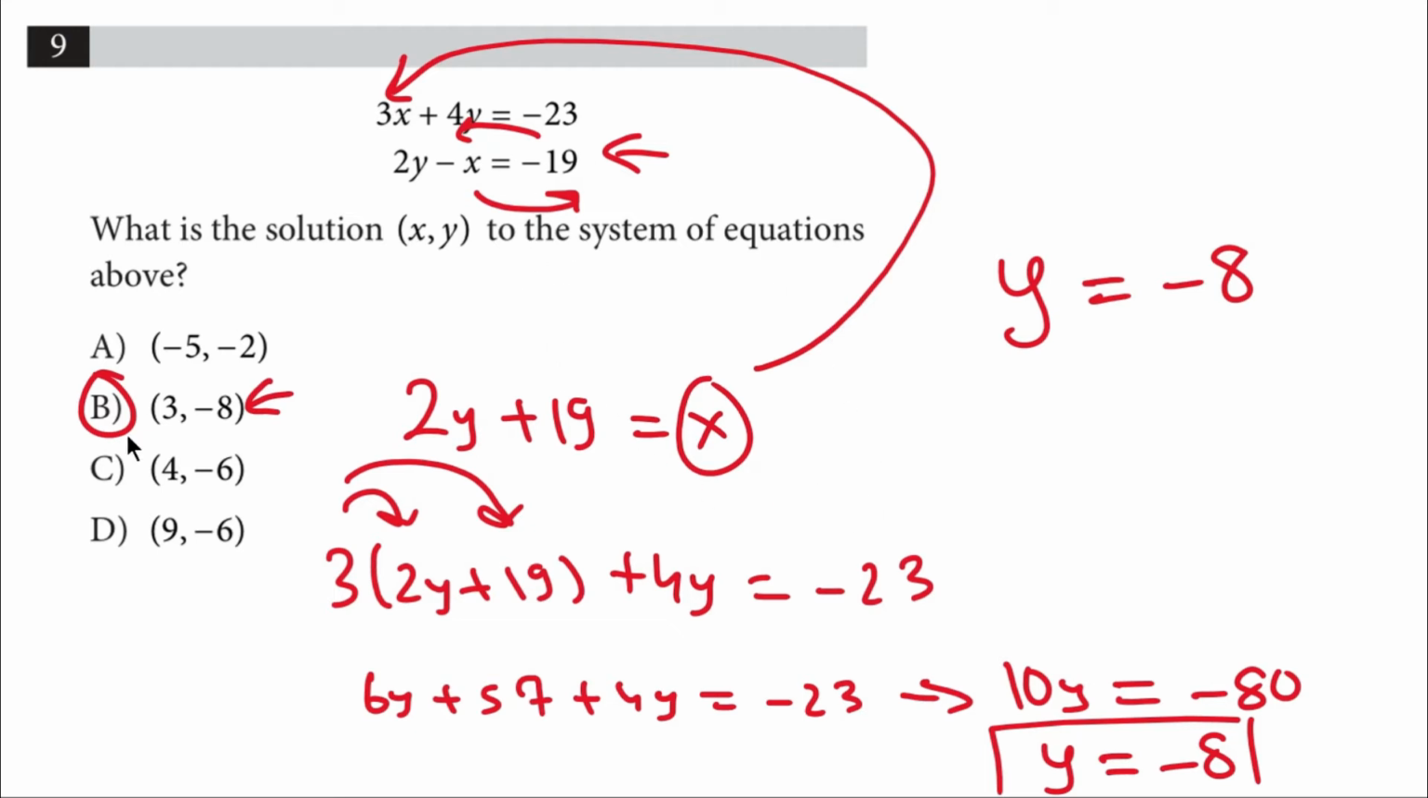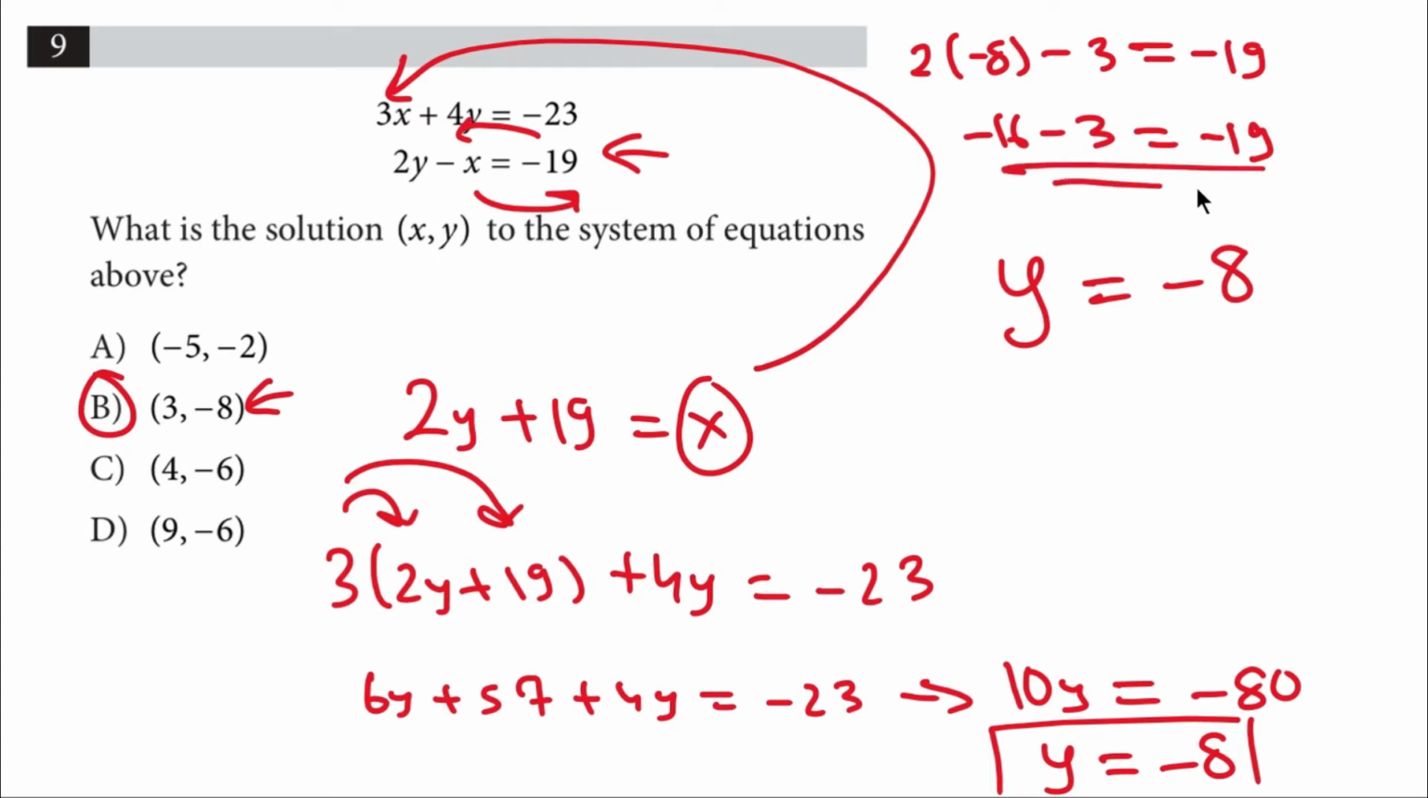So let's plug 3 and negative 8 right here. 2 times negative 8 minus 3 is equal to negative 19. Is that correct? Well, negative 16 minus 3 is equal to negative 19. So that's perfectly correct. Therefore, this is a solution to this equation. Now, if you want to make sure that you have satisfied the system of equations, you can also plug this into this equation and you will see that it's also satisfied. Therefore, this is the correct answer.